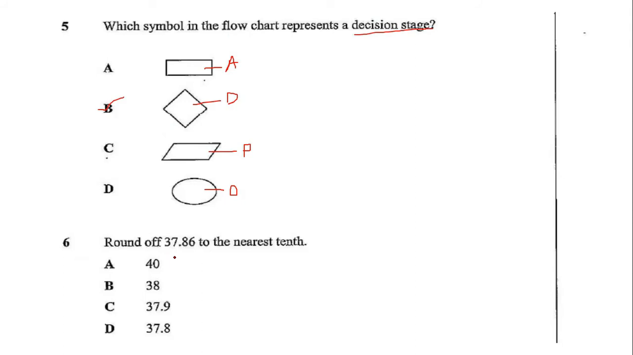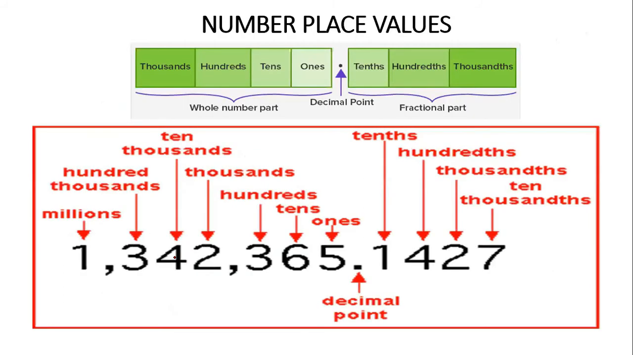Question 6. Round off 37.86 to the nearest 10. Okay, so before we can answer this question, let me just walk you through the number place values. When you are dealing with numbers on their own, remember, we've got what we call ones, tens, hundreds, thousands, and so on and so forth.